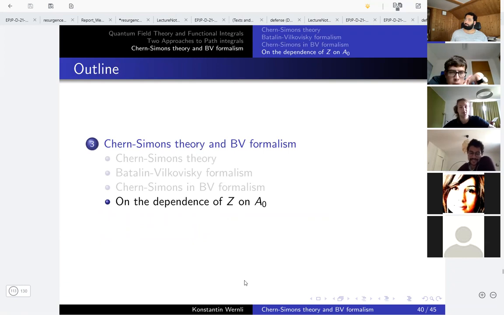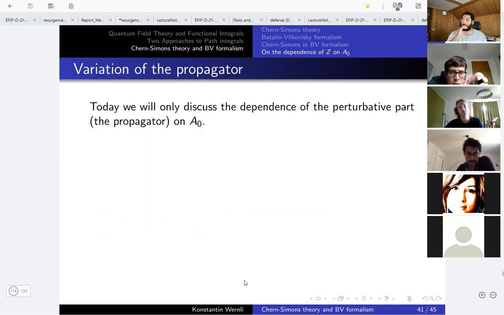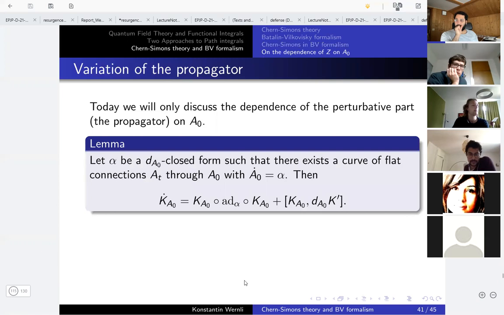So how does the perturbative partition function depend on A0? Today I'll talk a bit about how the propagator depends on A0 and how that influences the partition function. There were other ingredients like Ray-Singer torsion, eta invariant, so I'm not talking about them today. So here's a small lemma. The propagator is the integral kernel of this map.